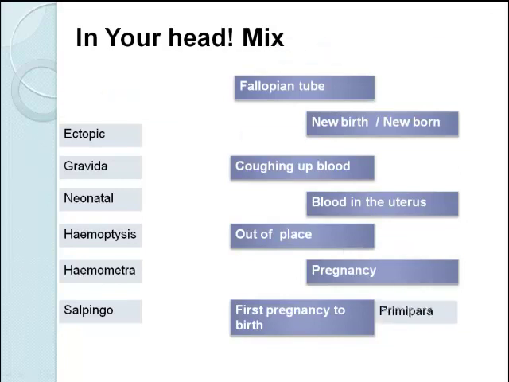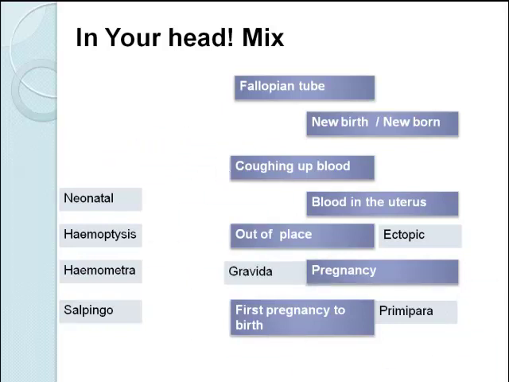Primipara was the first pregnancy to birth. Ectopic means out of place, so you could have an ectopic pregnancy, one in the fallopian tubes. You can also have an ectopic heartbeat, which means an extra heartbeat. It's not supposed to be there, an extra sound. Gravida means pregnancy. So primigravida would have been first pregnancy, or you see an abbreviated form G1 or G2 for the number of pregnancies.